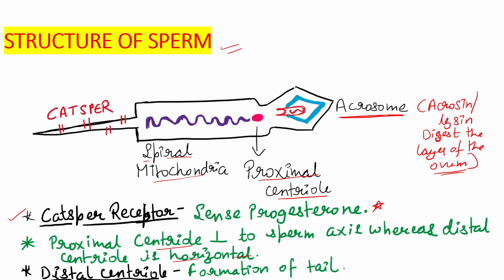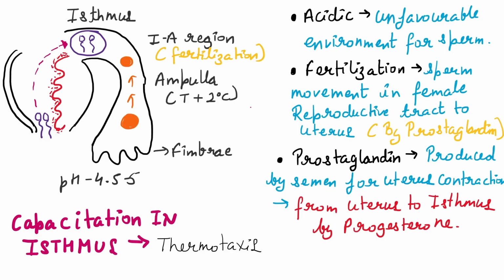And distal centriole, there are two centrioles. One is proximal centriole and one is distal centriole, and distal centriole is required in the formation of the tail of the sperm. So I think this all diagram of a sperm is also clear to you all. Now moving further, let's talk something about fertilization.